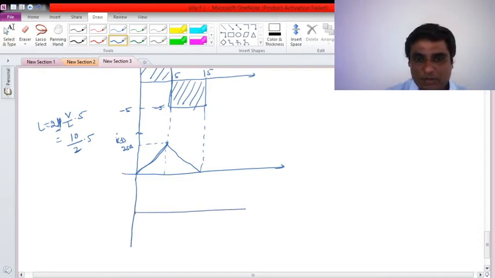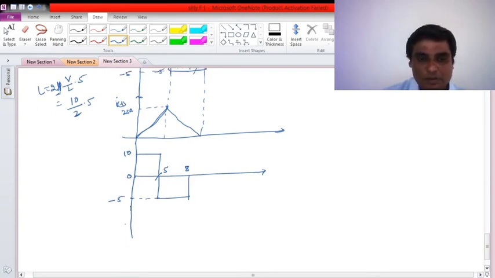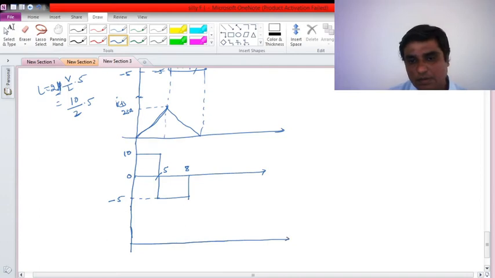As another way, suppose I apply the voltage across the inductor like this. Let's say 10 volts for 5 seconds, and then, say, 3 more seconds, and this will be, suppose, my minus 5 volt. Now how will be the behavior?